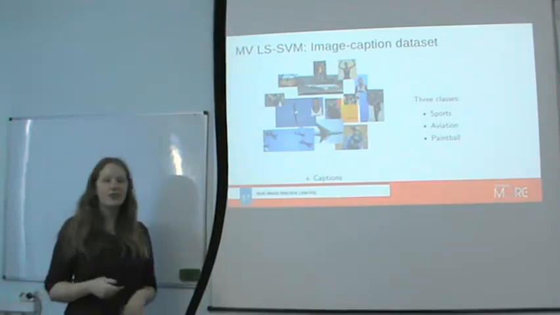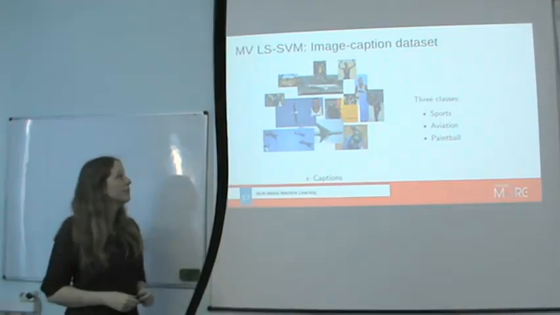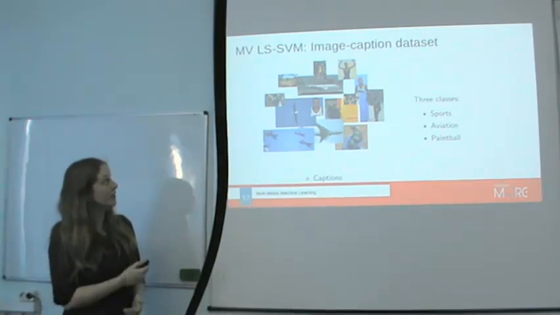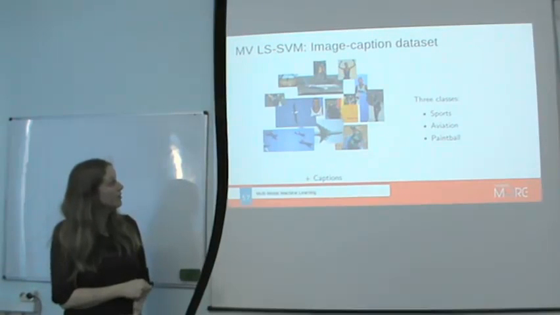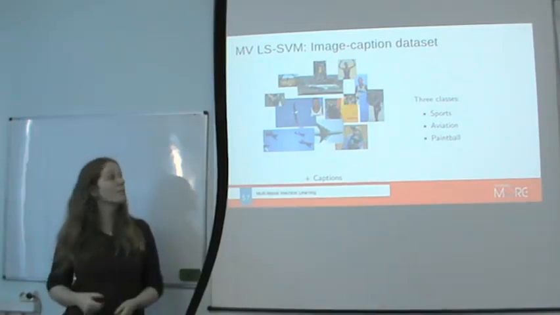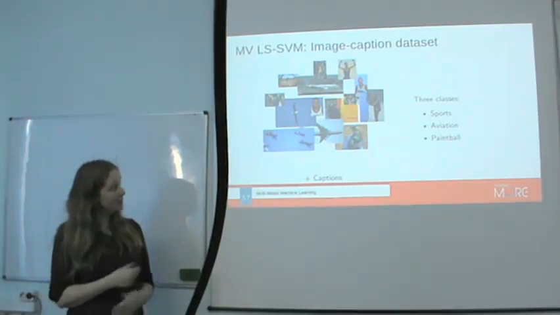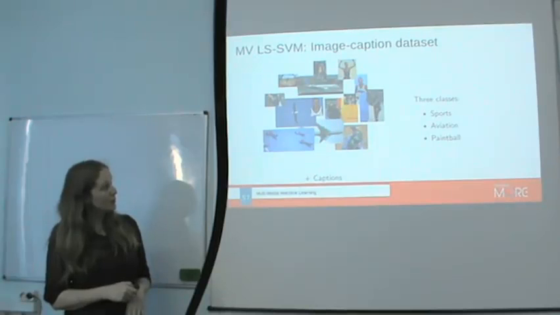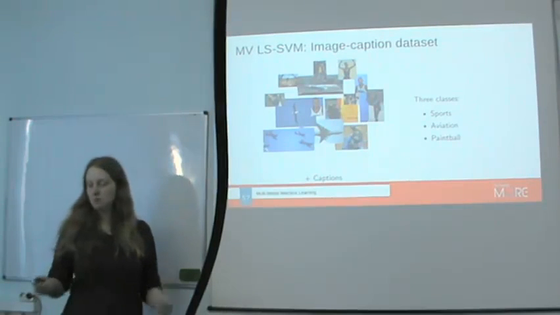So this model was tested on a couple of data sets. For example, on this data set where you had images, lots of images, and you had captions related to them. And then you had to try to classify these images into sports, aviation, and paintball.